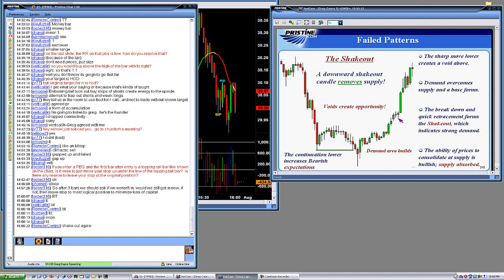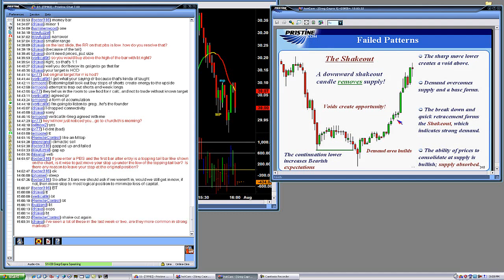This continuation setup here, the only thing missing is the fact that this bar didn't take out the low of that bar. So while that is something that we want to see, sometimes it's not going to happen. But if this bar took out that low by a penny, that would be what we want. But again, a little common sense here is that it is correcting and it's strong and there's a void.